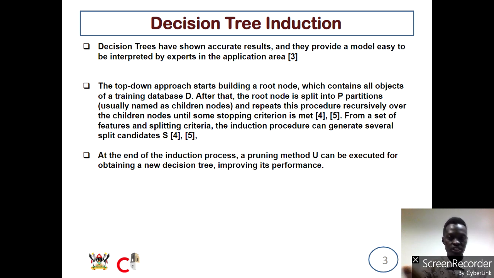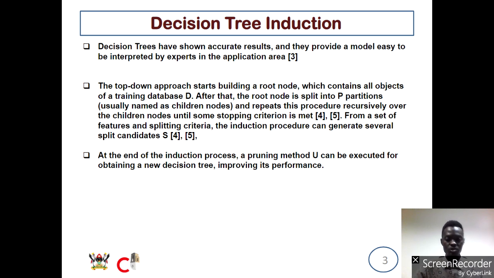decision tree. Now here we are just showing the induction process, whereby there's the top-down and the bottom-up approach for this decision tree induction. But in the slides, I showed more details about the top-down, whereby you start by building the root node, which contains all the objects of the training database. From there, you split the nodes into partitions, or children nodes, and then repeat the procedure recursively over the children nodes until some stopping criteria is met.